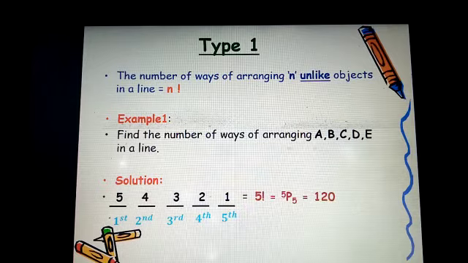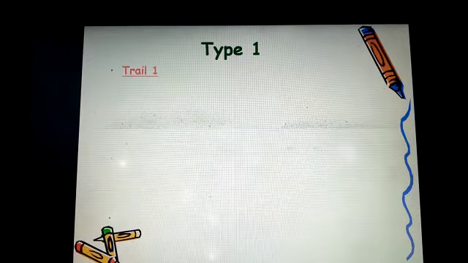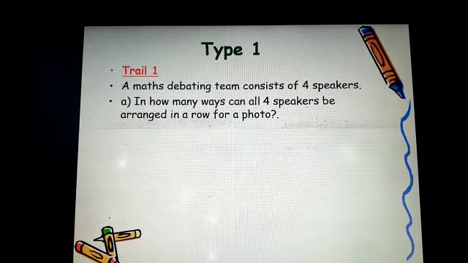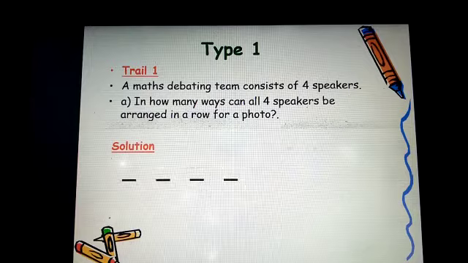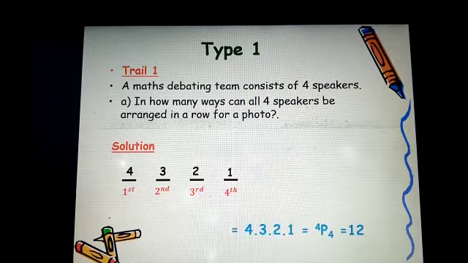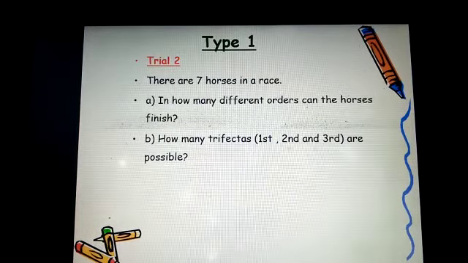Now, going by the formula method, we are selecting 5 from 5. That is 5P5, which gives us 120. I want you to give this a trial. Now, if you solve it correctly, with the counting method you use 4 slots. That gives us 4 times 3 times 2 times 1. That is 4 factorial. With the formula method, you are selecting 4 from 4. That is 4P4, equal to 24. Give this a trial.